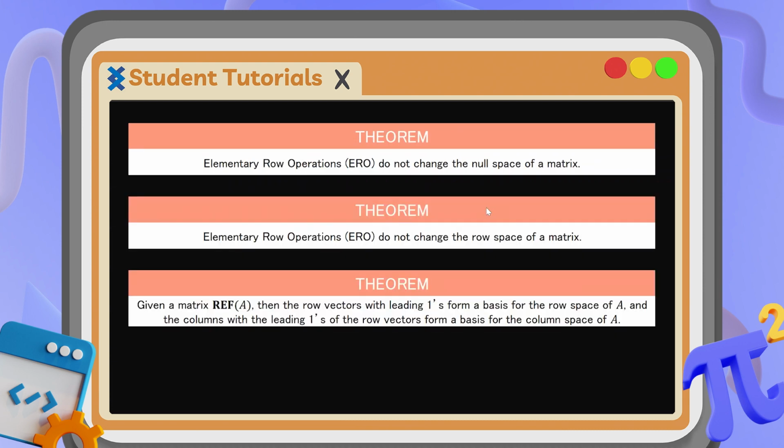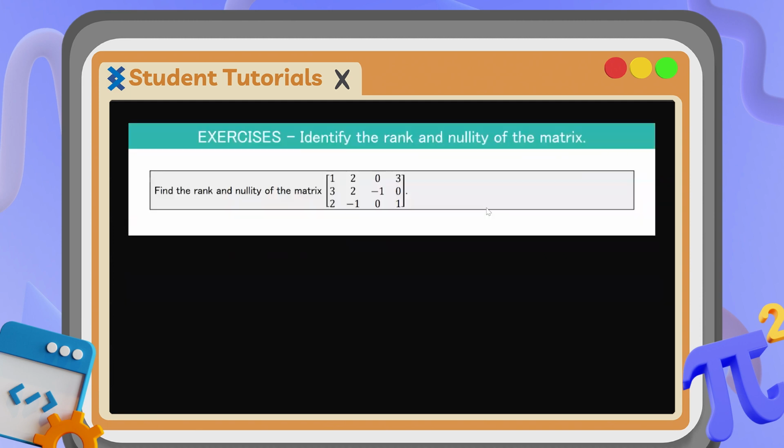So here are some other theorems that need to be taken into consideration. The elementary row operations do not change the null space or the row space of a matrix. Additionally, given a matrix in row echelon form, the row vectors containing the leading ones form the basis for the row space, and the columns with the leading ones form the basis for the column space of that matrix. So here's an example that makes use of that theorem.